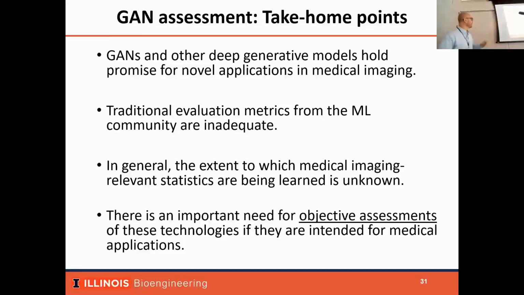And so finally, the take-home points. GANs and other deep generative models, they're wonderful. They're my favorite machine learning model. They hold potential for medical imaging, I believe, but traditional evaluation metrics are inadequate. The extent to which these fancy models are actually learning the statistics we care about is unknown. So there's an important need for objective assessments. And this is something our community can lead. We can't expect the pure machine learning or computer vision people to do that. This is our job to objectively evaluate these technologies for our tasks. That's what we're supposed to do.